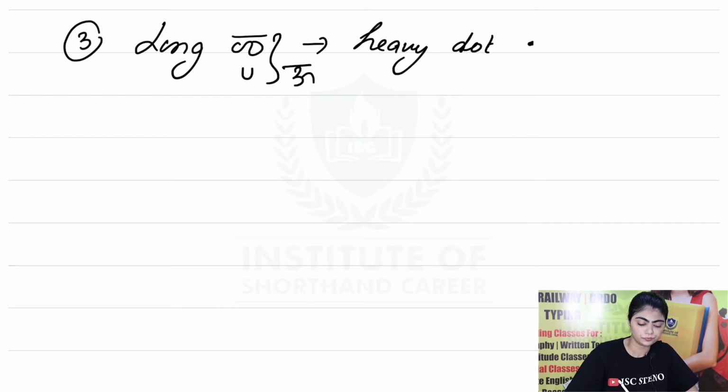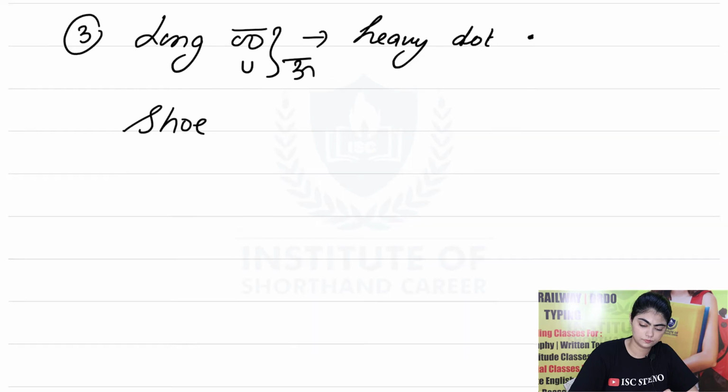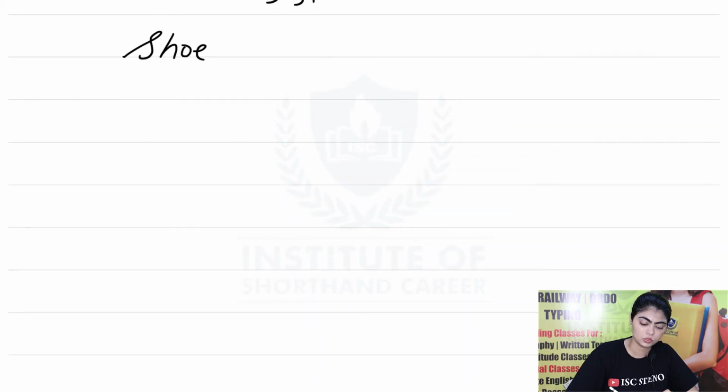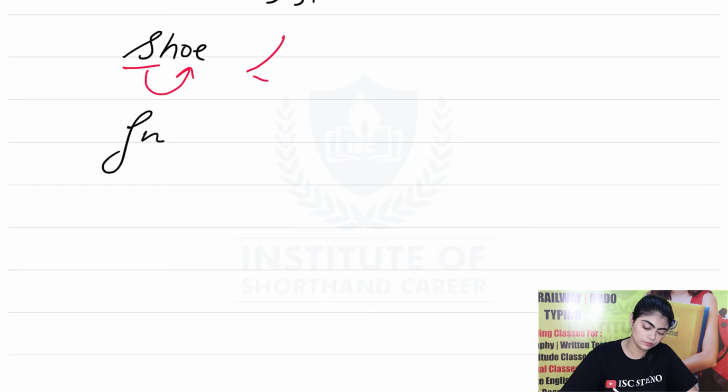Okay. Now the first word is shoe. Sh and oo. So in the word shoe, sh and oo, just make a SH stroke. And after SH, the oo sound is coming, so place a dash over here like this on the third place. Okay? Next word is food.